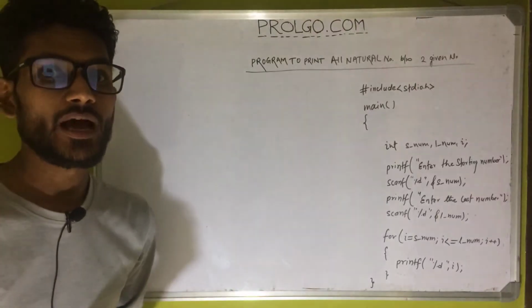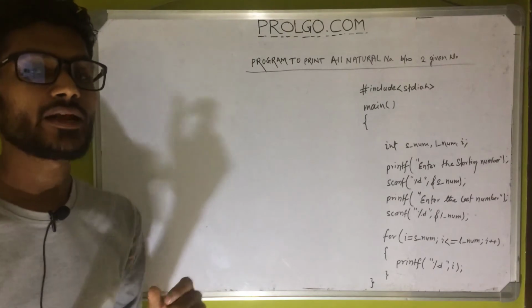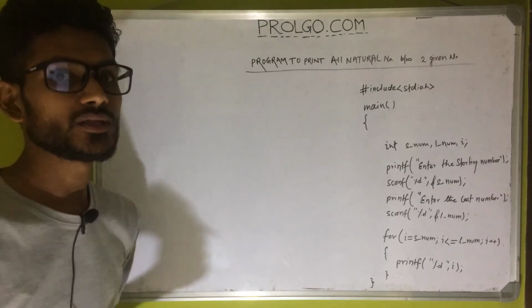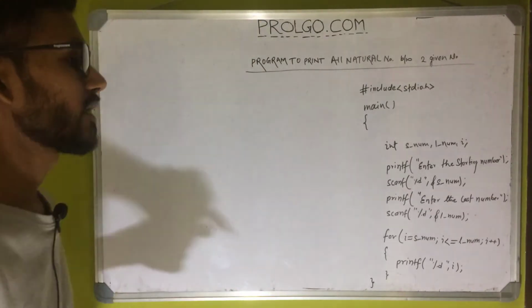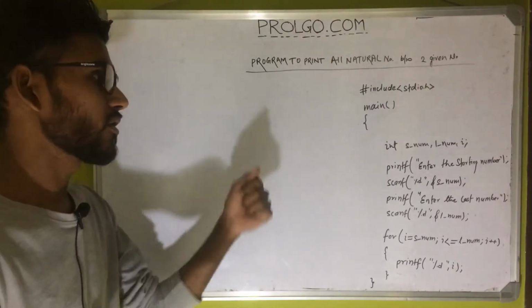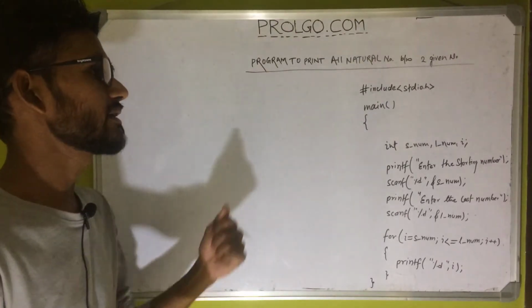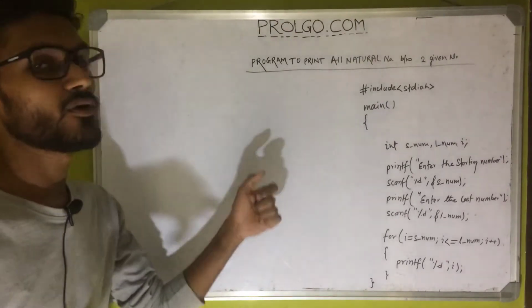We will write a program in which we will take two numbers from the user as an input, and all the natural numbers between those two numbers will be printed on the screen. And I'll use a for loop inside this program. So if you know how a for loop works, then that's fine. If you don't know, you can watch this suggested video in which I have explained how the for loop works.